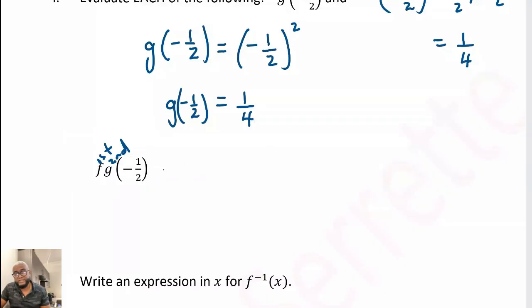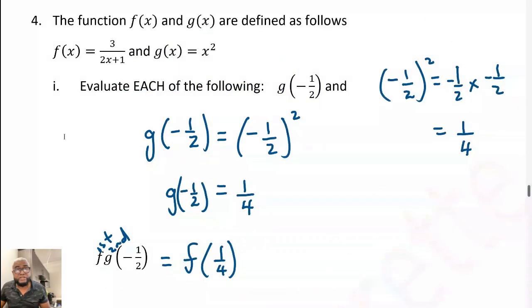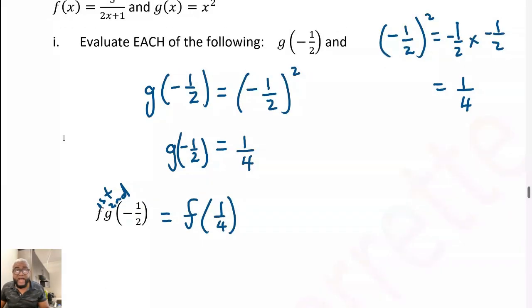Right. So this is going to be equal to, I'm rewriting it as, I put in the first function, which is f, and I just worked out the second function to be a quarter. So I want to put a quarter into f now. What is the input now? The input is 1/4. So I'm putting that into f, but f is that hard thing above there.